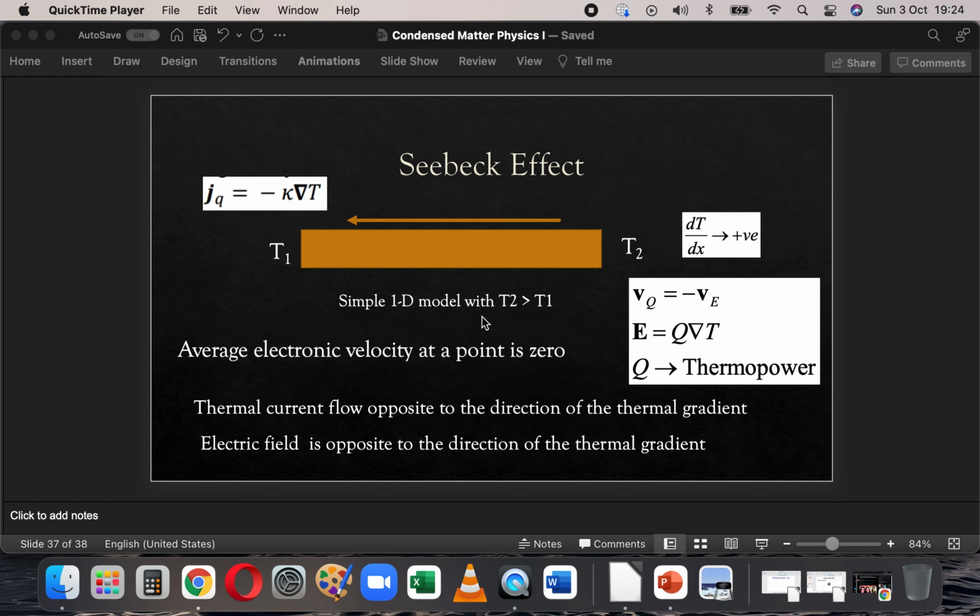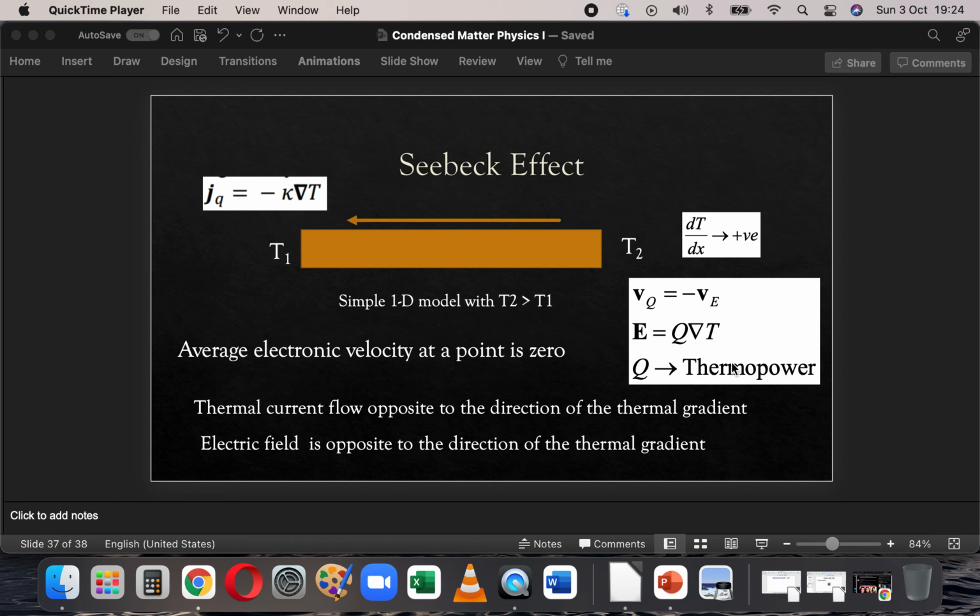And just like in the Hall effect, you have a voltage difference between the two ends of the sample here, and the equilibrium is attained when the velocity due to the heat flow, that is v_Q, is exactly opposite to that due to the electric field. So v_Q is minus v_E. When that happens, there is no more electrical current flow, and that is the reason why the assumption that the average electronic velocity at any point is zero is a reasonable one.